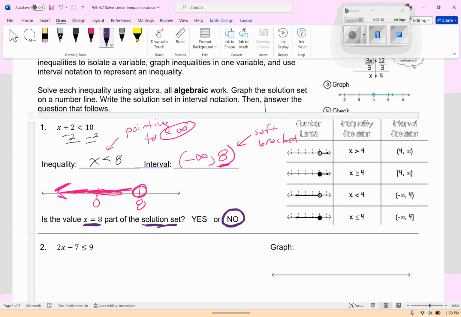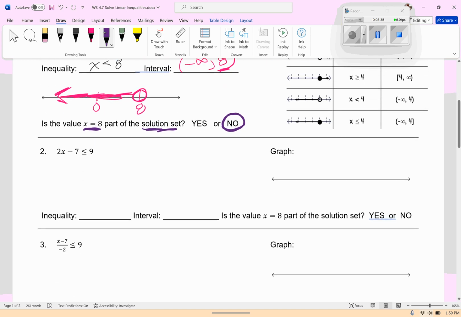Any questions for me on that? We good? All right, can I move down? Ready to move down? Here we go. All right, so problem number 2.